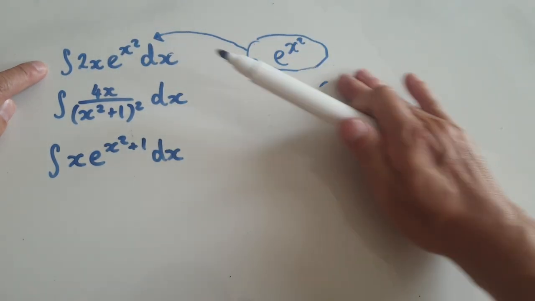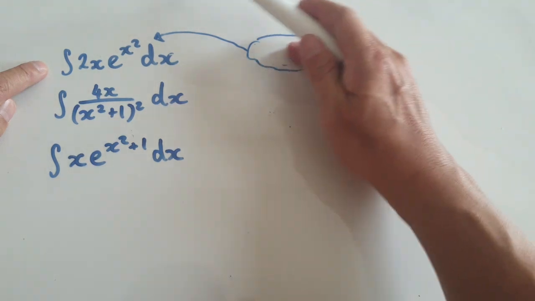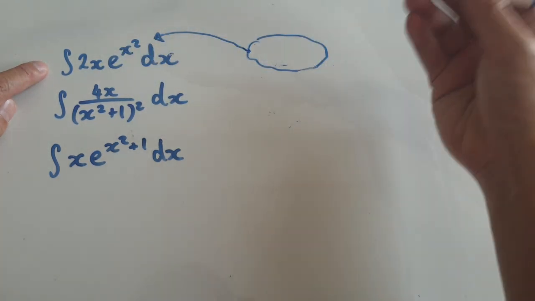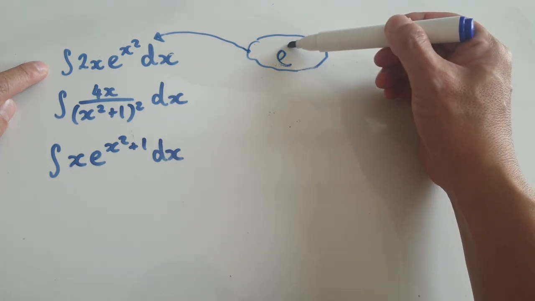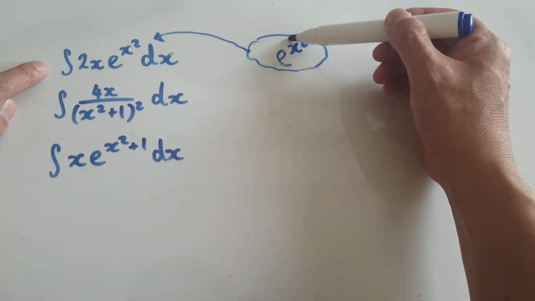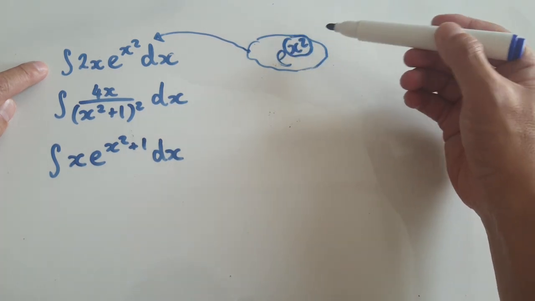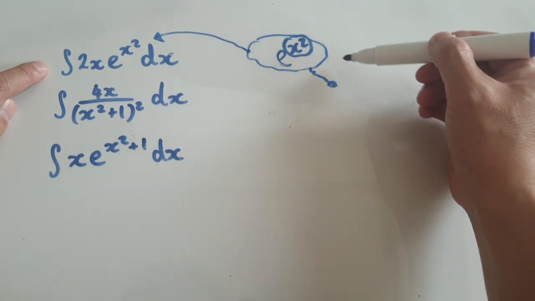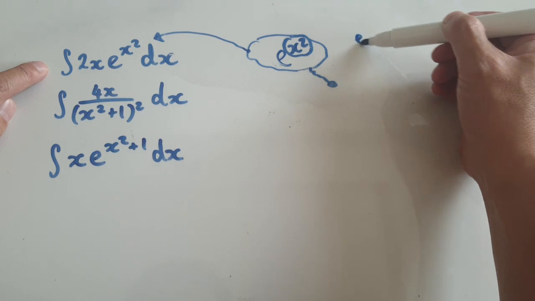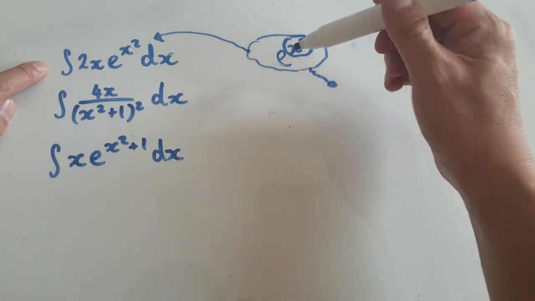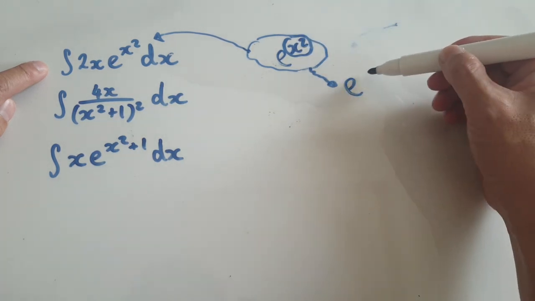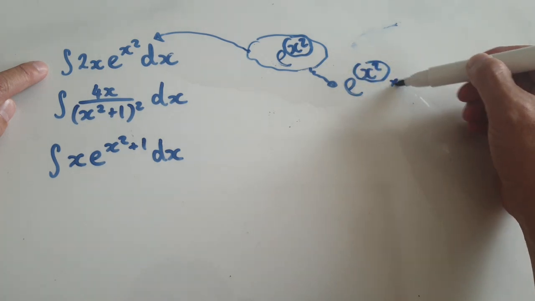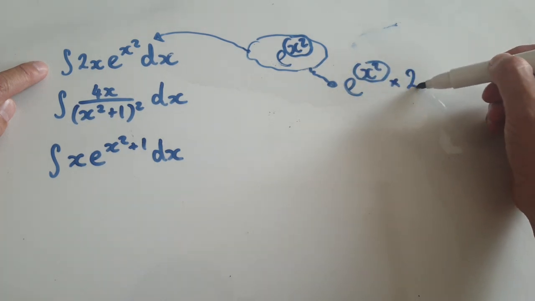So let's start again here. You're looking for something out there in such a way that when you differentiate it, it gives you this. Make this to be your initial guess. Your initial guess should be this. So imagine this as being a bubble. When you differentiate e to the power of x, it would be e to the power of x. So when you differentiate this, it would be e to the power of the bubble. And then you times the derivative of the bubble itself, 2x.